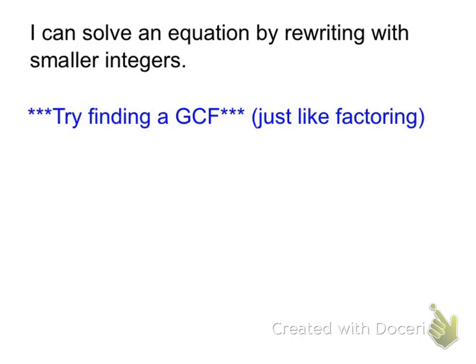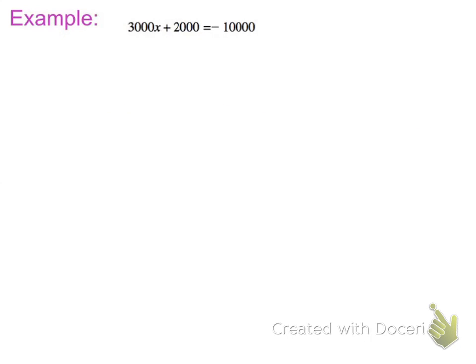Another complicated equation is one that has extremely large integers. And sometimes it's easy if we can just look for that GCF like we did when we were factoring. Let's take a look at an example. In this equation, I have 3,000x plus 2,000 equals negative 10,000. And right away, I hope that you can see too that the GCF would be 1,000. So what we're going to do is get rid of that by dividing all of our integers by 1,000.